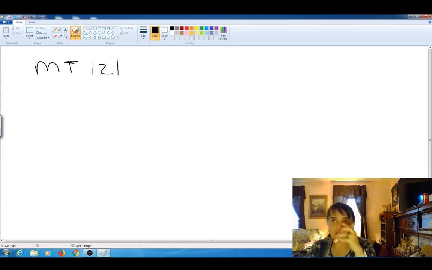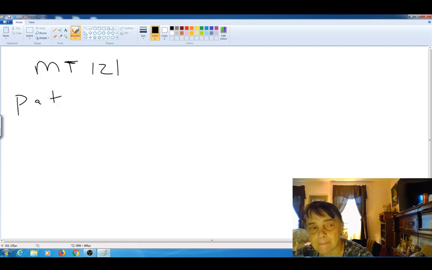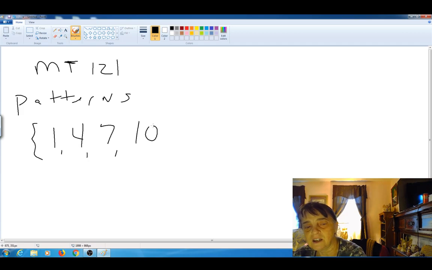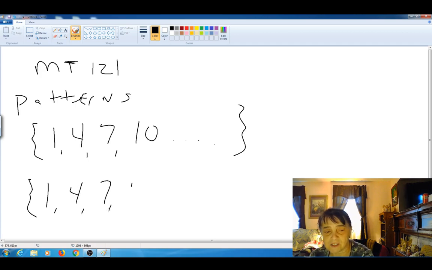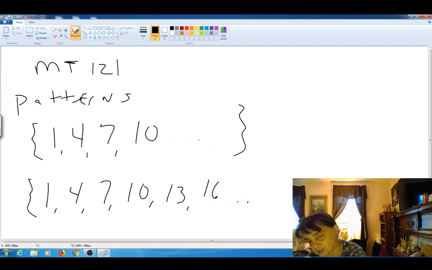We started the semester out by talking about patterns, number patterns. Okay, and there's different types of number patterns. You have 1, 4, 7, 10, ... Now, if you look at that, you should be able to predict the next number. Every time you add 3 to the number, so we can predict the next number. 1, 4, 7, 10, 13, and 16, and it goes on and on.